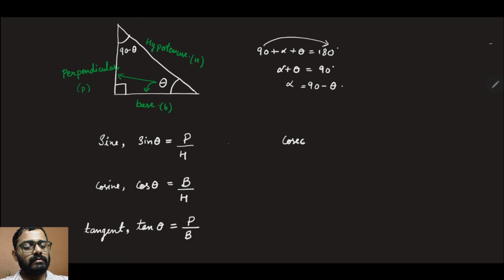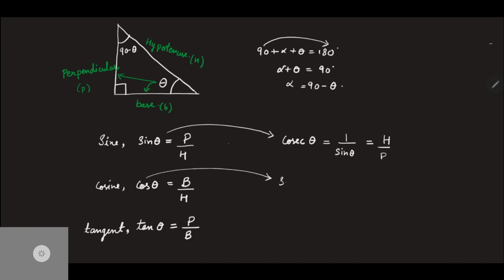Okay, after that cosec theta we will find here. Okay, so cosec theta will be equal to just the inverse of sine here. We can write it as 1 by sine theta, and that will be equal to hypotenuse by perpendicular also. Same way here, the inverse of cos theta is called secant theta, that is sec theta. So that will be equal to 1 by cos theta, and you can write it as hypotenuse by base also.